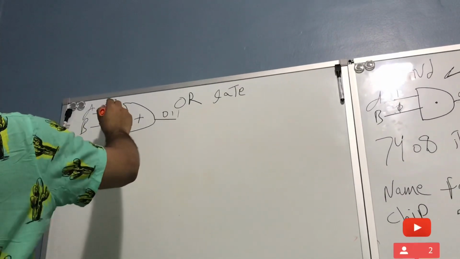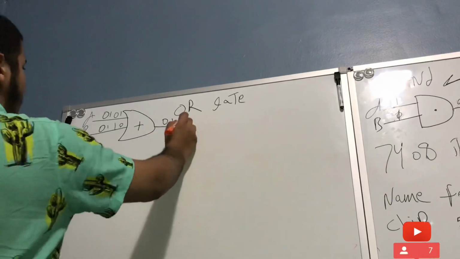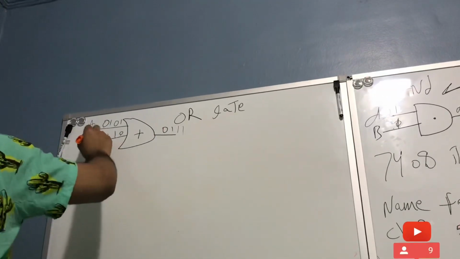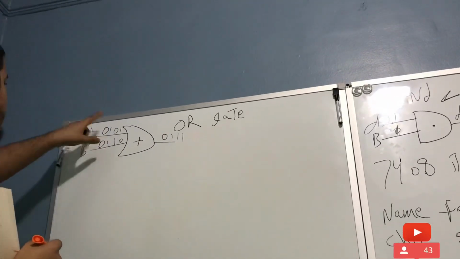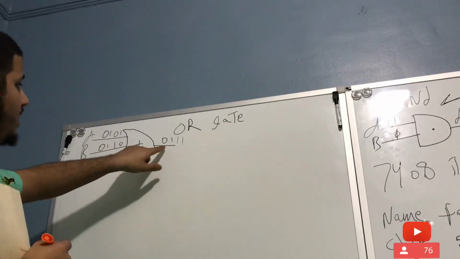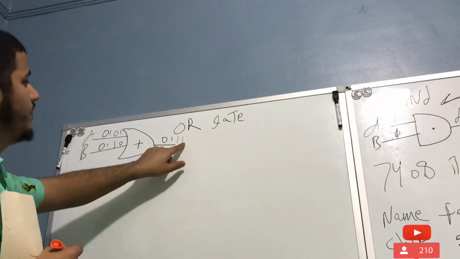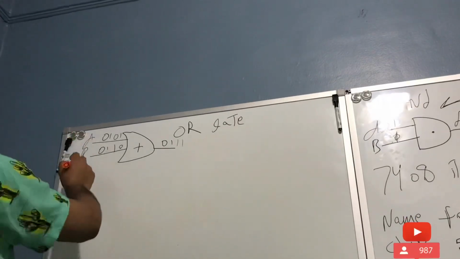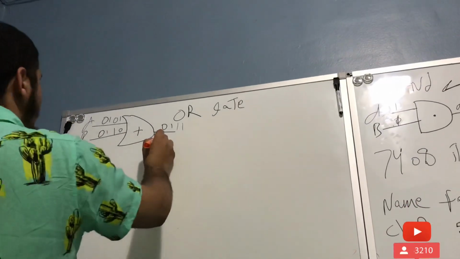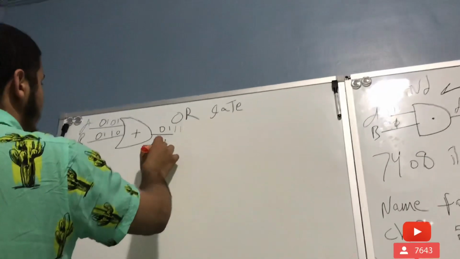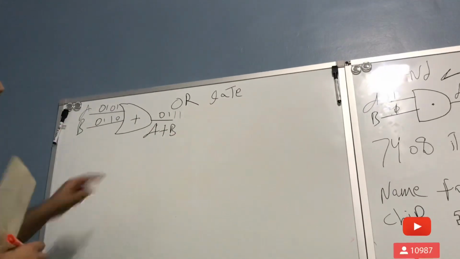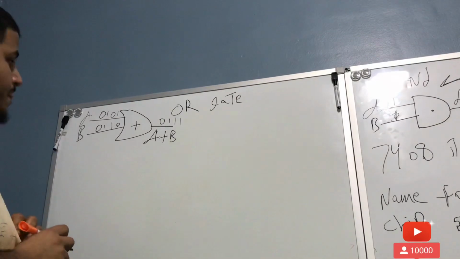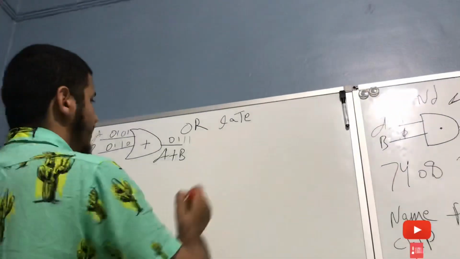And then 1, 1. Okay, 1, 0, 0, 1. There will be 0, 1, 1, 1. That's the input. If we have, for example, the A and B input, the output will be A plus B. A plus B for the input, and the truth table for it is like this.